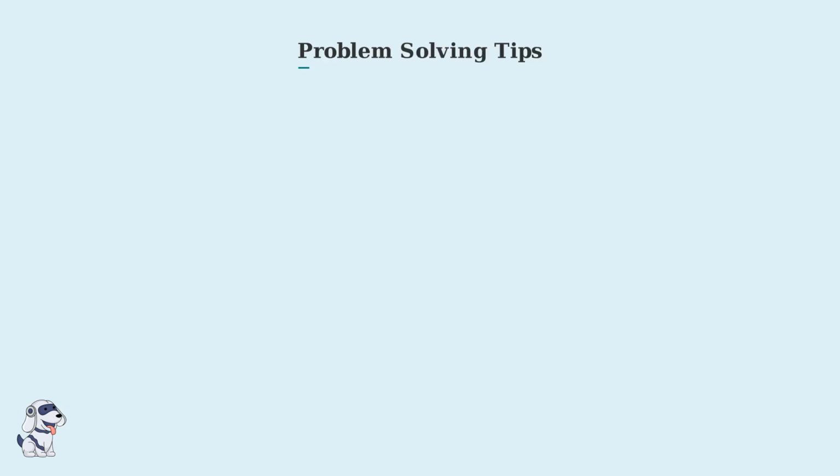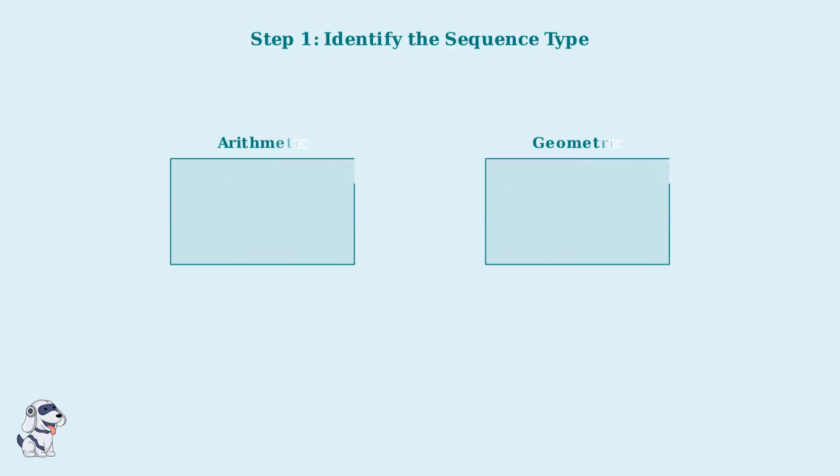When working with sequences and series problems, following a systematic approach will help you solve them accurately and efficiently. Here are the essential problem-solving tips you need to master. The first and most crucial step is identifying whether you're dealing with an arithmetic or geometric sequence.